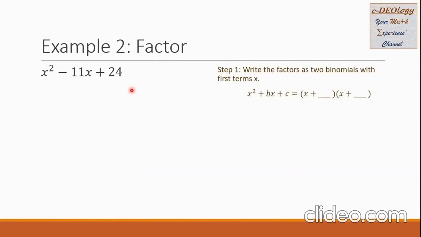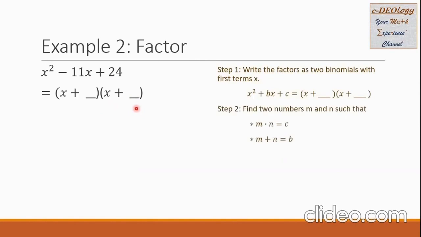Let us have example 2. Factor x squared minus 11x plus 24. Step 1, let us write the factors as two binomials with first terms x. So x plus blank multiplied by x plus a blank. Step 2, let us now find the two numbers m and n.